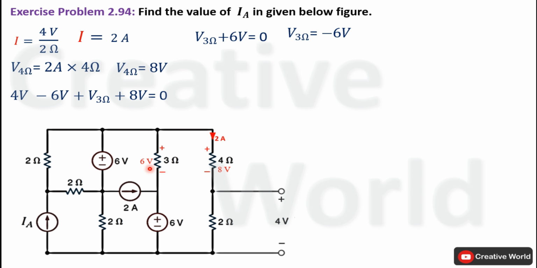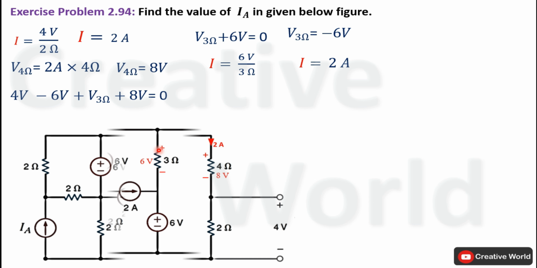Now we know the value of voltage across this 3 ohm resistance, so we can calculate current through this 3 ohm resistance. That will be equal to 6 volt divided by 3 ohm. It will become 2 ampere, and the direction of current will be downward because in order to make this terminal positive, the current should enter from here and leave from here. Modify the network by indicating current direction through this branch with its value.